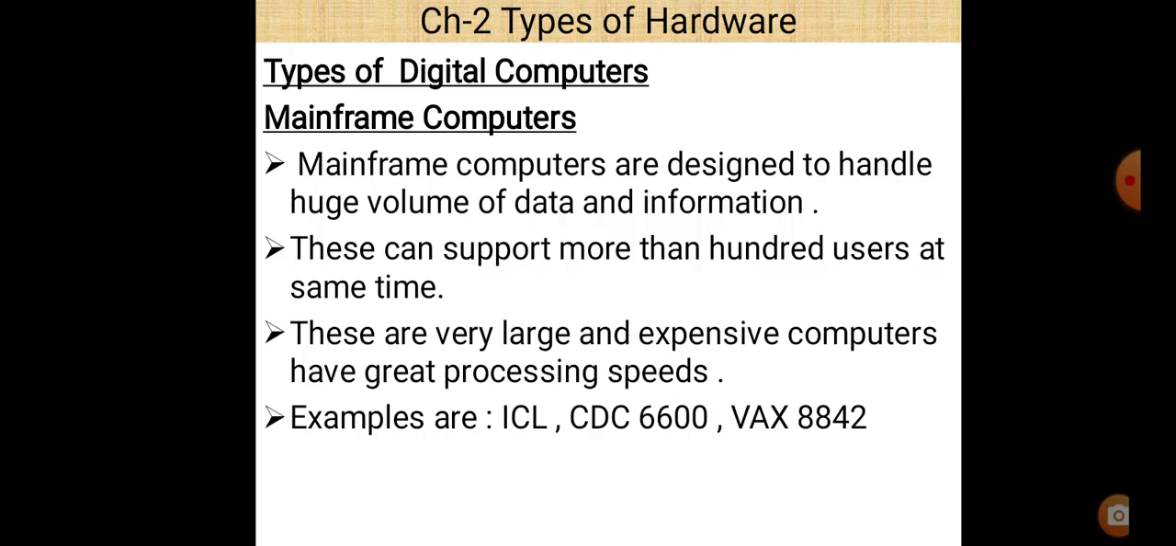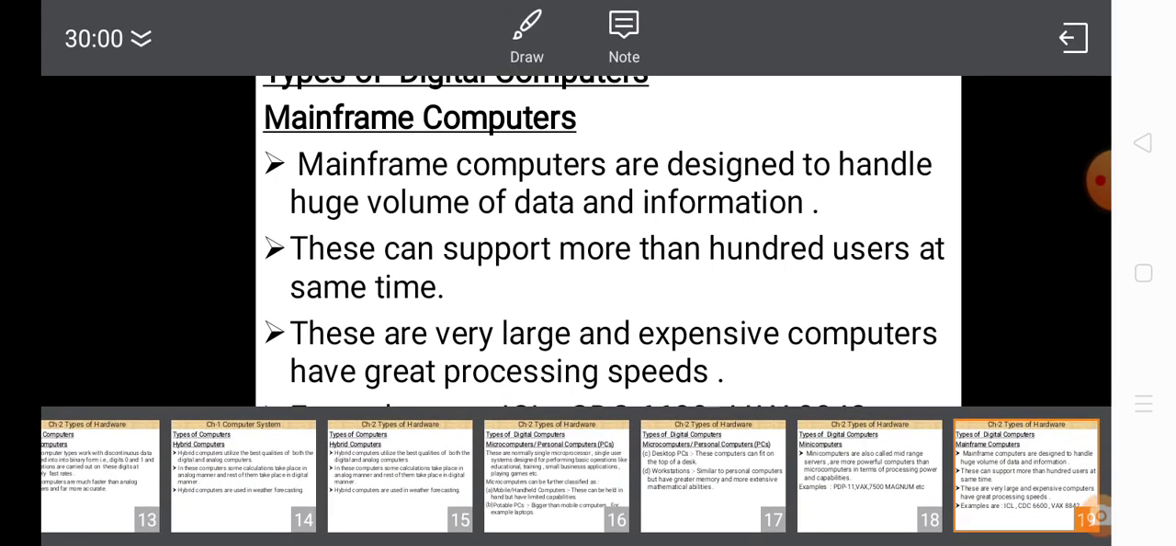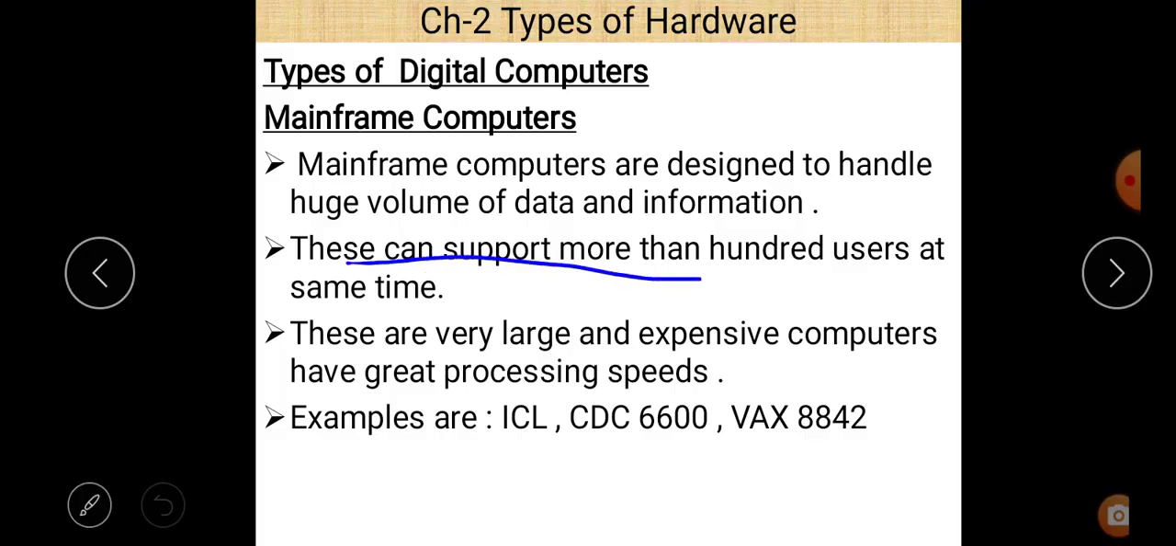Next is mainframe computers. Mainframe computers are designed to handle huge volumes of data and information, and these can support more than 100 users at the same time. That is the main purpose of using mainframe computers. They are very large and expensive computers, and they have great processing speed. Examples of mainframe computers: ICL CDC 6600, VX 8842.